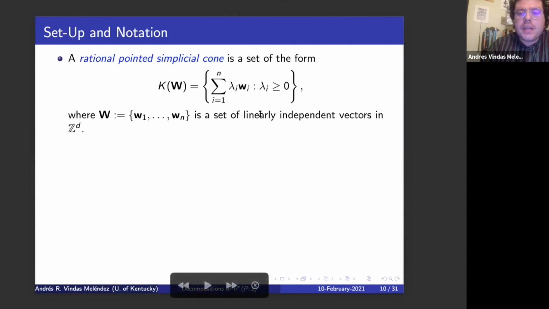Okay. So first, let's do some setup and notation. Oops. I'm trying to move so that I can see some of you, but I can't.